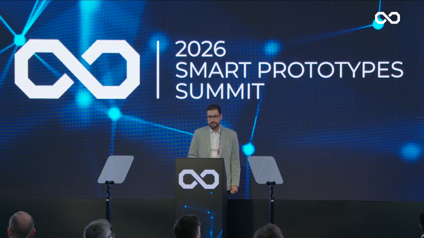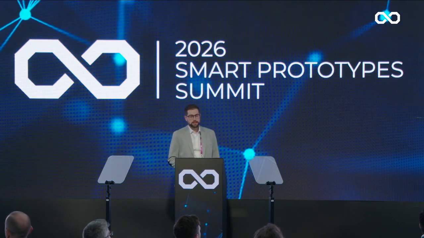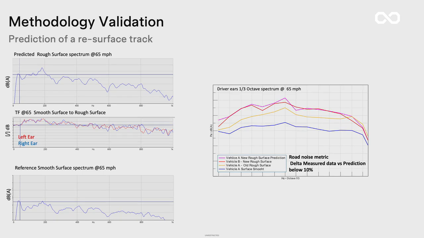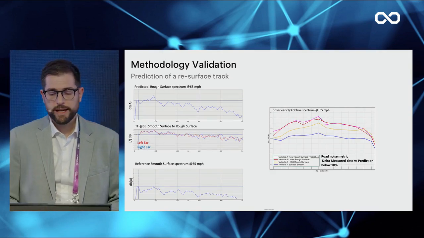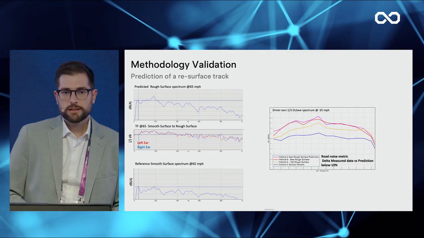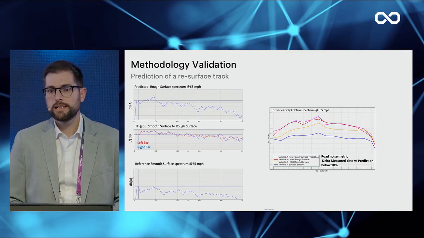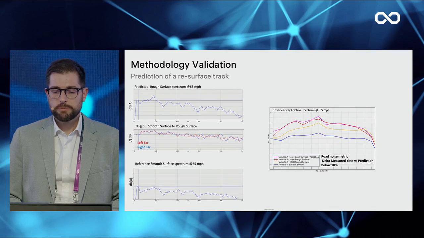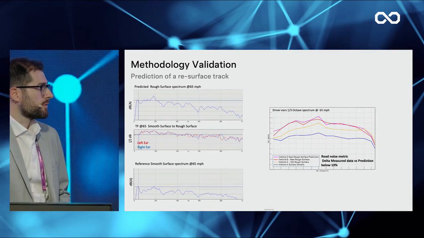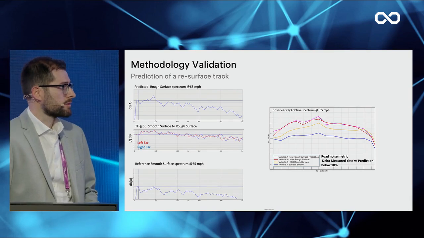The second example is about the resurfaced track. In this case, a vehicle A was measured on a track that was not existing anymore. So we used the data from this vehicle acquired on the smooth surface to calculate how it will behave on the new asphalt. And even if the surface characteristic is really different, we can see that the response remains within a range of 10%. So it's quite good results.